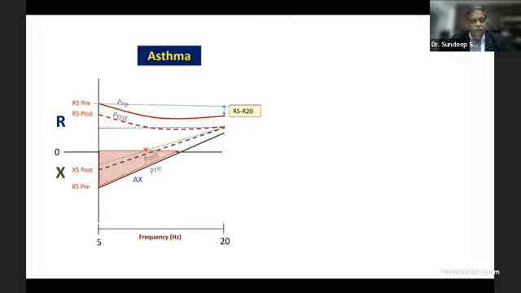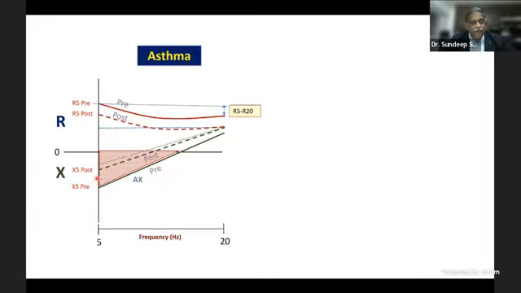The resonant frequency in the normal healthy individual is this. This is the resonant frequency in an asthmatic. So you can see that the resonant frequency has shifted to the right. There is a more negative X5 value. The resonant frequency is shifted to the right, and therefore this triangular portion, which is AX, becomes big in size.